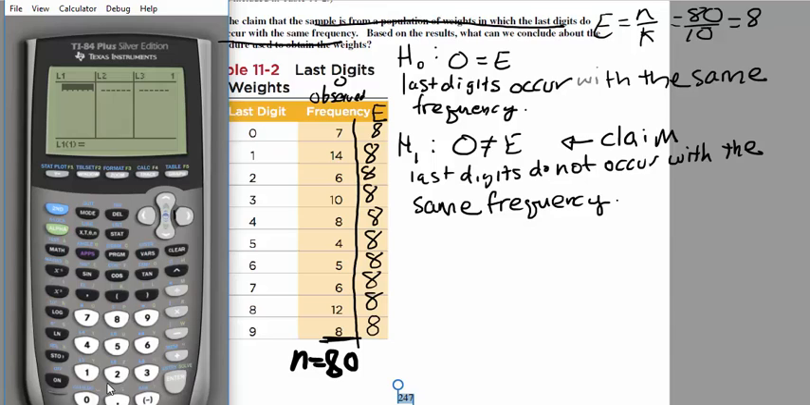So I'm going to enter the observed and the expected frequencies, not the last digit 0 through 9, but just the frequencies. So 7, enter, 14, enter, 6, enter, 10, enter, 8, enter, 4, enter, 5, enter, 6, enter, 12, enter, 8, enter, and then go over and enter 8, 8, 8, 8, 8, 8, 8, 8, 8, 8.